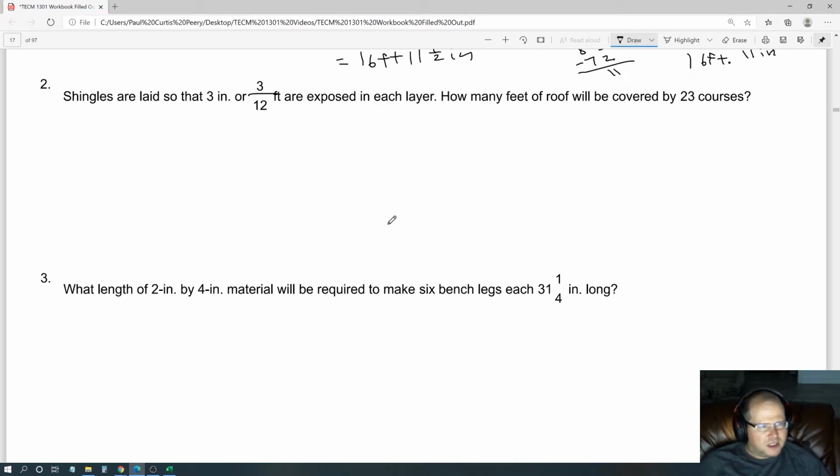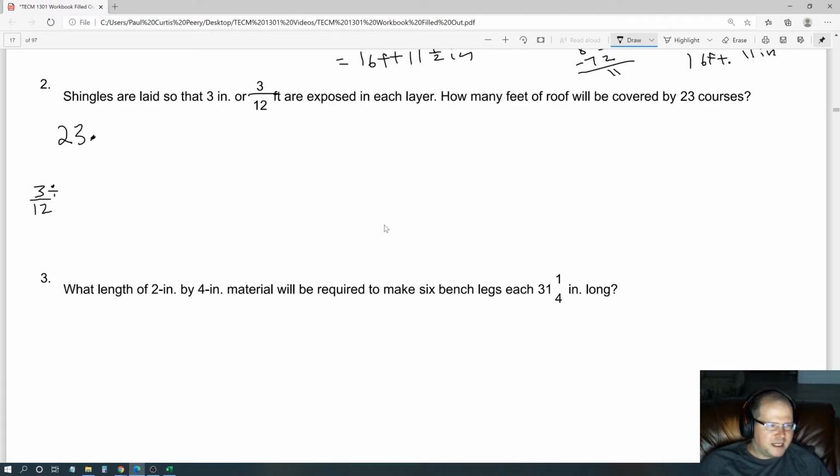Okay, so shingles are laid out so that 3 inches or 1/2 feet are exposed in each layer. How many feet of roof will be covered by 23 courses? Okay, so let's do this. What we could do is 23 times 3, but since we're going to want the feet anyways, we can instead try to convert everything to feet, and whatever's left over, we convert to inches. It's kind of doing the opposite process, right? So let's try this a little bit different way.